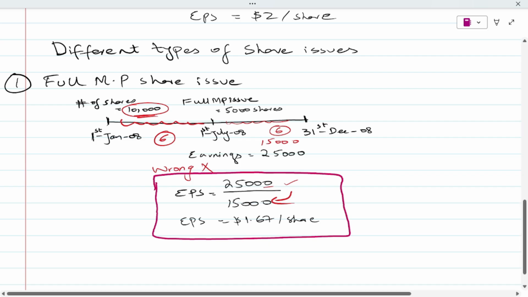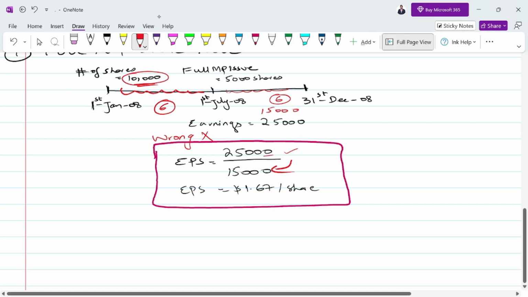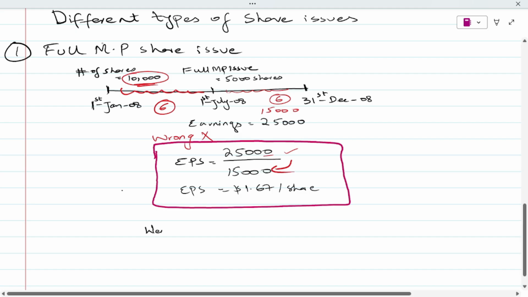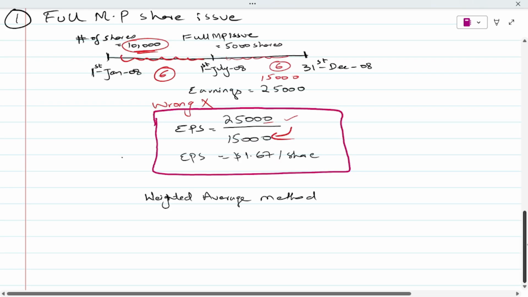Okay, having said that, let's look at the correct method. The correct method is very simple, and this is the method that you will be using from now onwards whenever you have a question of a full market price issue. And that method is what we call the weighted average method. With this method, you calculate the weighted amount of shares. Now what do I mean by weighted amount of shares? Don't worry, it's very simple.